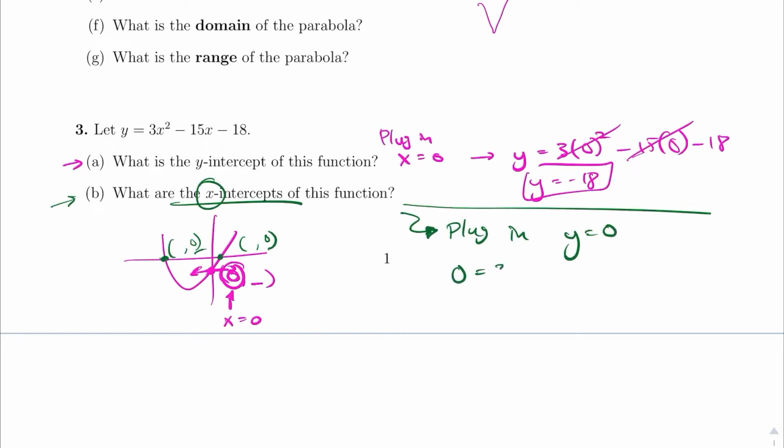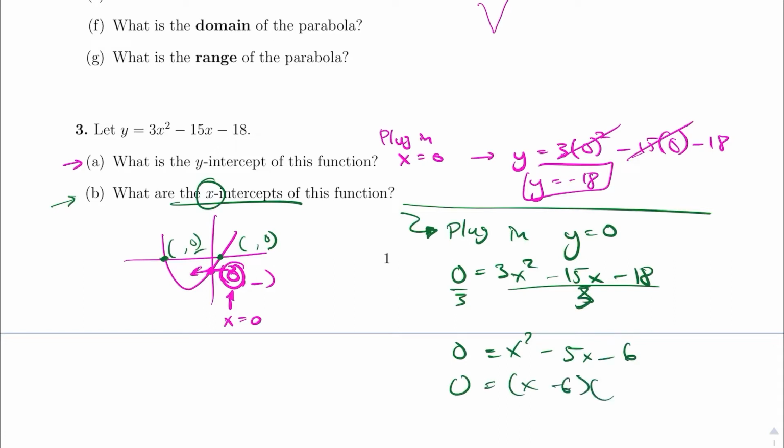So 0 is equal to 3x squared minus 15x minus 18. Divide through by 3 on both sides. 0 is equal to x squared minus 5x, because this is a 3, minus 6. Sum and product works really well here, and you get x equals 6 or x equals -1.